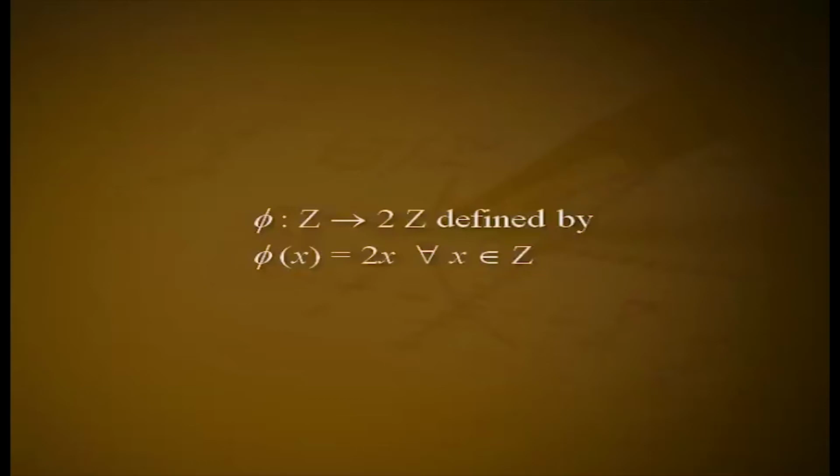Consider the rings (Z, +, ·) and (2Z, +, ·). Verify whether the map φ from Z to 2Z defined by φ(x) = 2x for every x belongs to Z is a ring homomorphism or not. Is it an isomorphism? Solution.